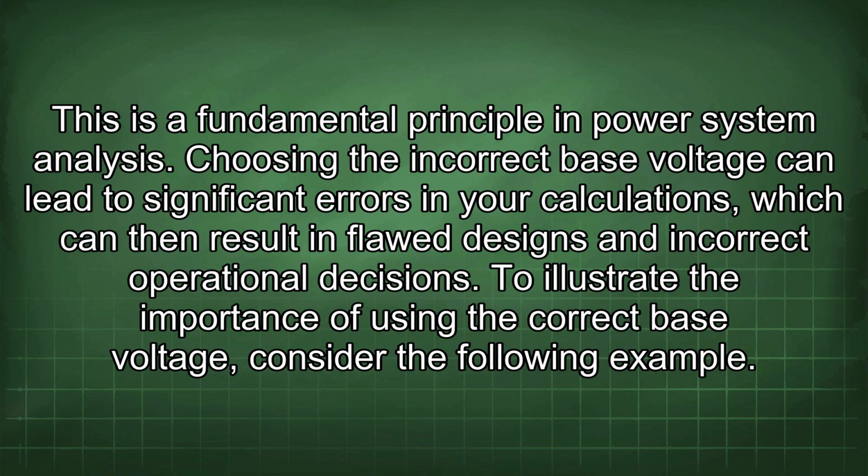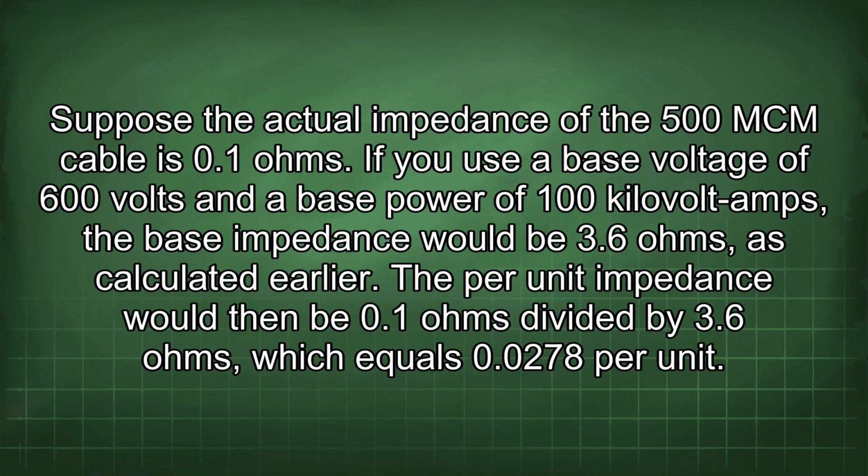Choosing the incorrect base voltage can lead to significant errors in your calculations, which can then result in flawed designs and incorrect operational decisions. To illustrate the importance of using the correct base voltage, consider the following example. Suppose the actual impedance of the 500 mcm cable is 0.1 ohms. If you use a base voltage of 600 volts and a base power of 100 kilovolt amps, the base impedance would be 3.6 ohms, as calculated earlier. The per unit impedance would then be 0.1 ohms divided by 3.6 ohms, which equals 0.278 per unit.